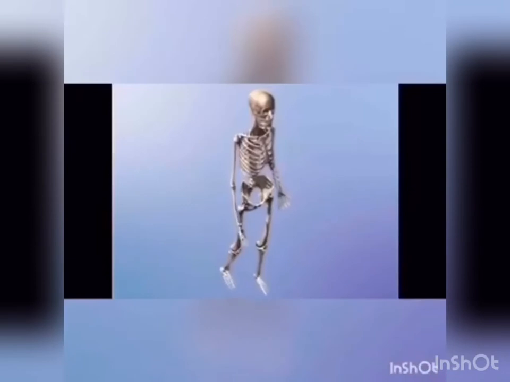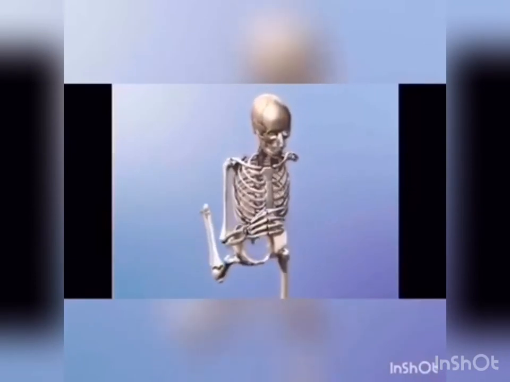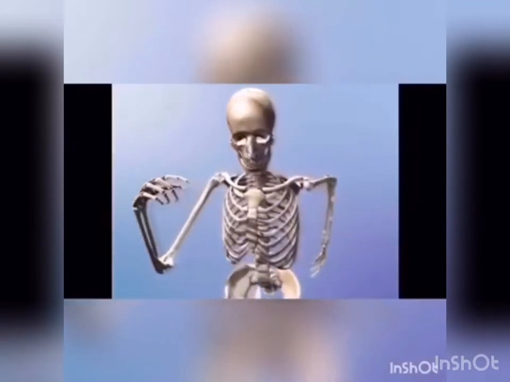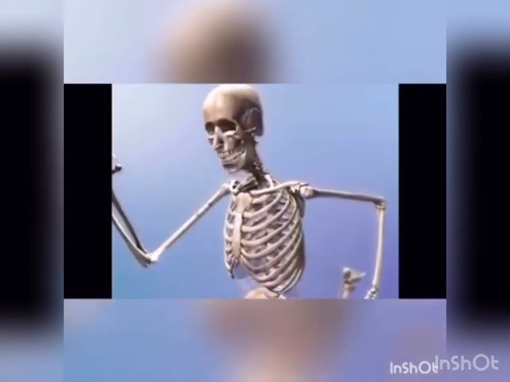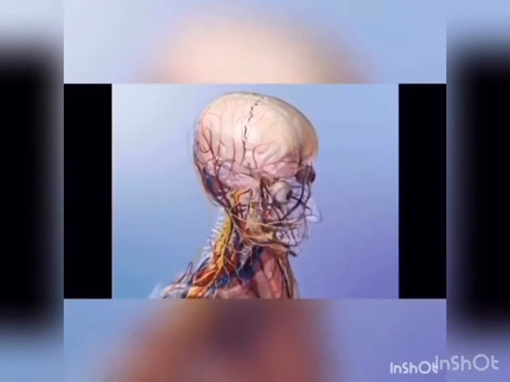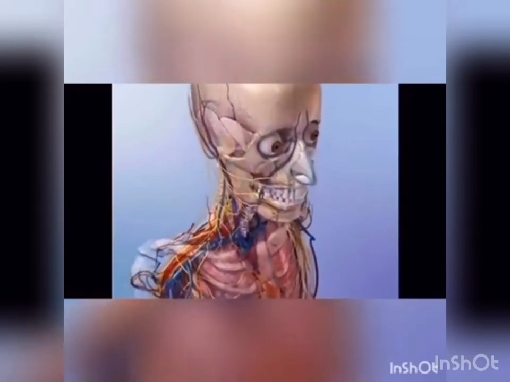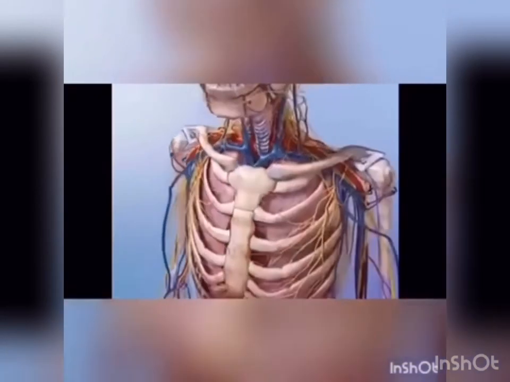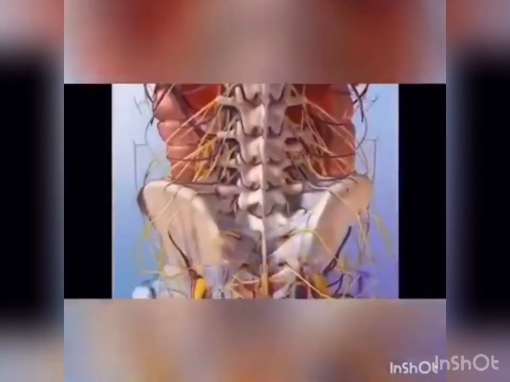The 206 bones of the adult skeleton provide structure and protection and facilitate motion. The skeleton protects vital organs. The brain is surrounded by bones that form part of the skull. The heart and lungs are located within the thoracic cavity. And the vertebral column provides structure and protection for the spinal cord.